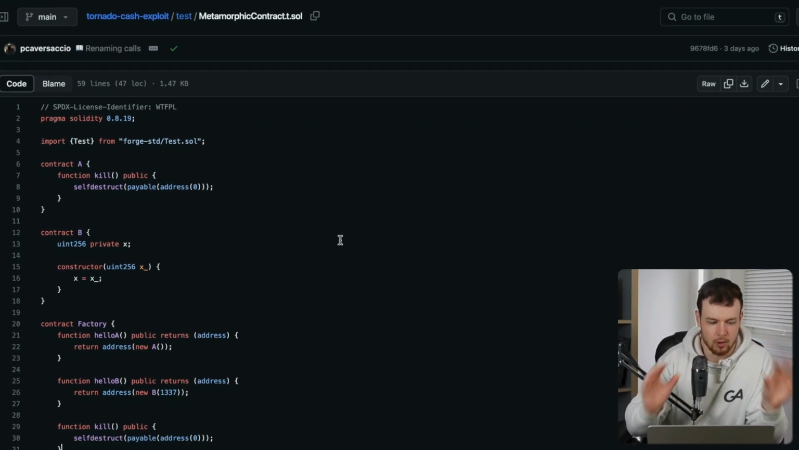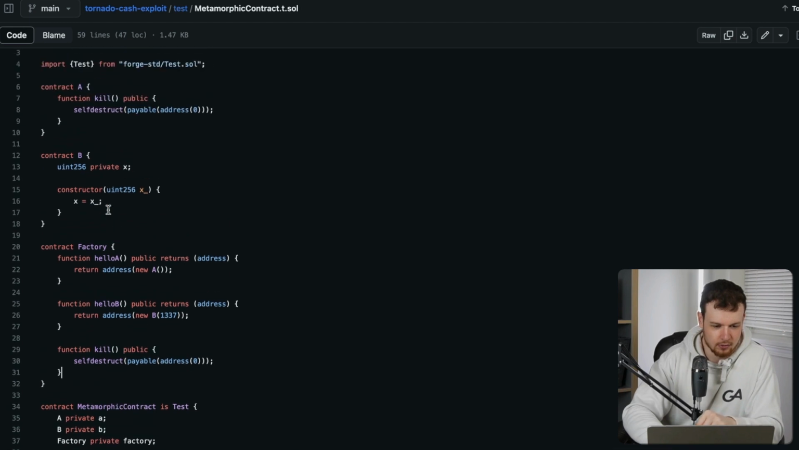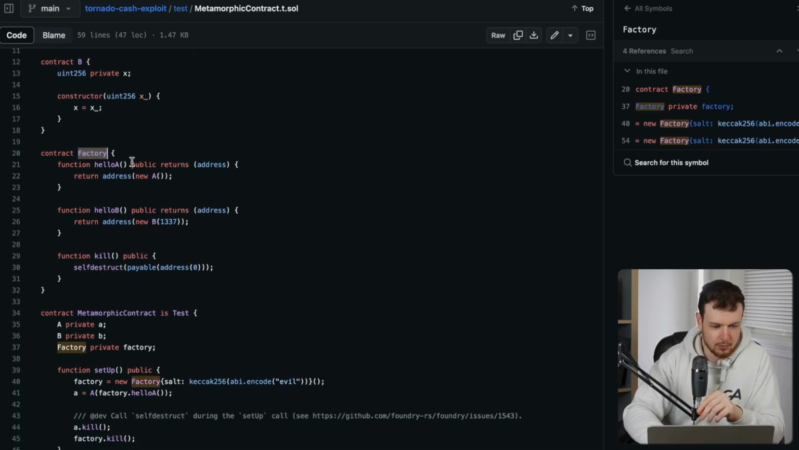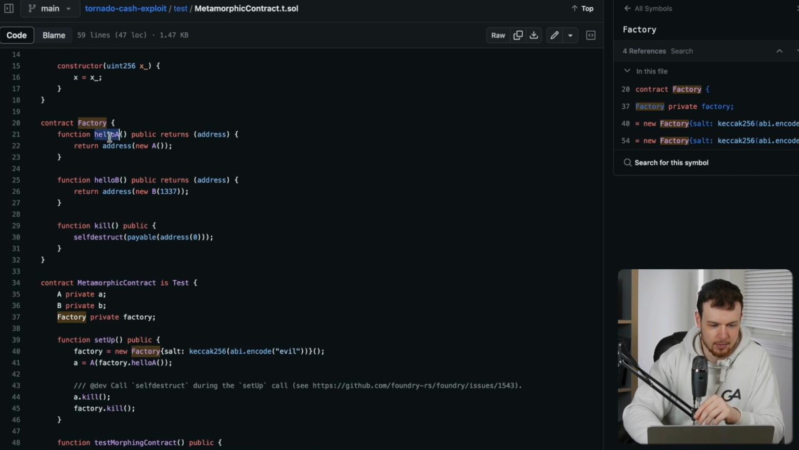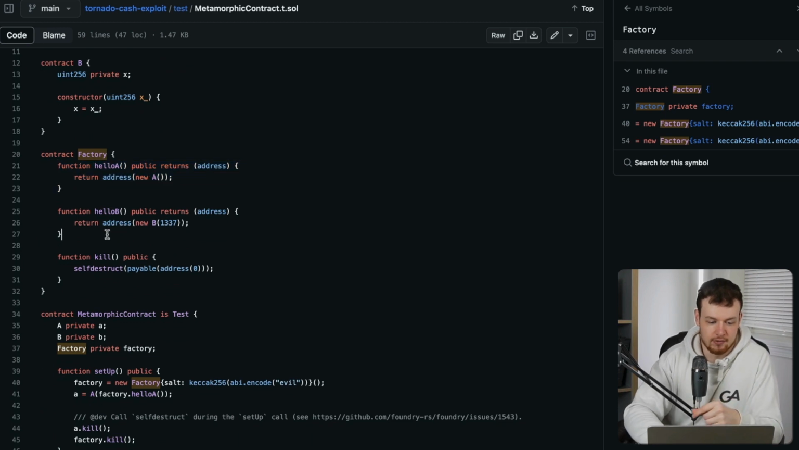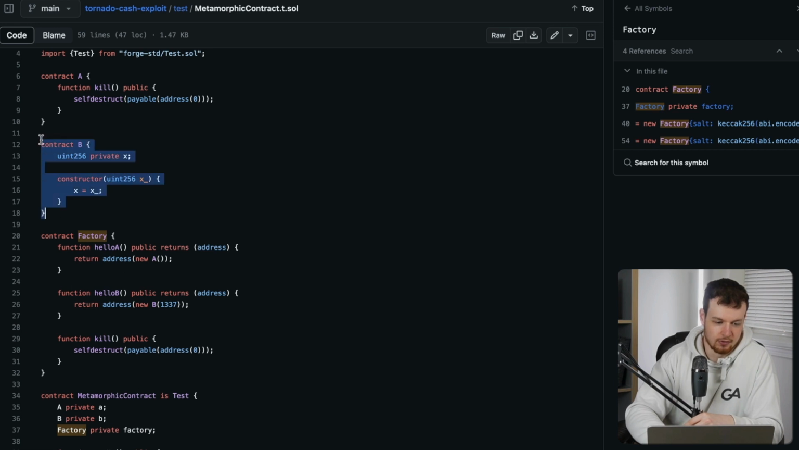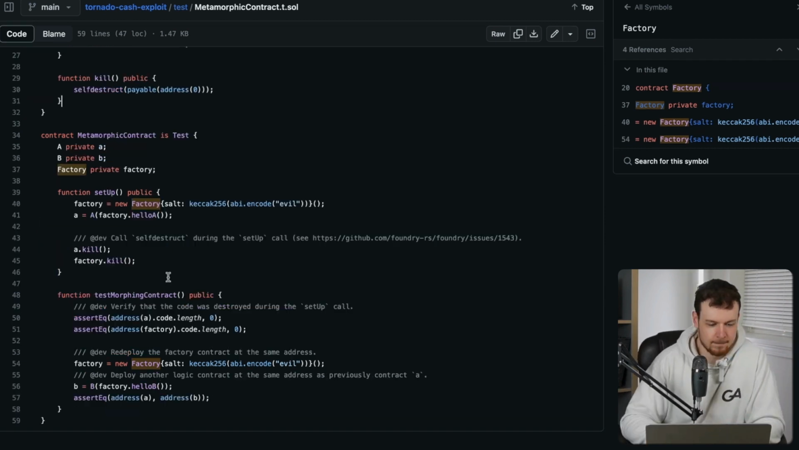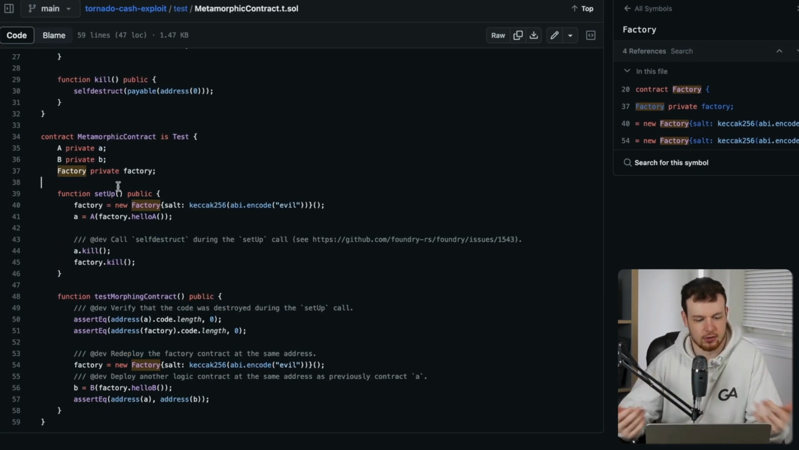Okay, great. So let's see what is here for us to work with. First of all, you'll notice we have these contracts A and B. A has a function to kill, which will self-destruct, and B does not. And we have a factory, which has functions to create an A contract, which can be self-destructed, and to create a B contract, which cannot be self-destructed. This is a completely different implementation. And then of course, the factory itself can be self-destructed. Then we have the actual execution of this.